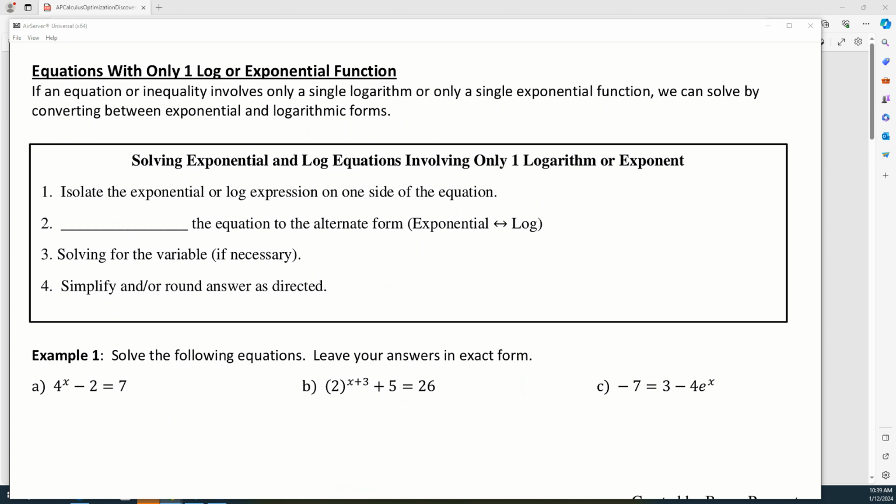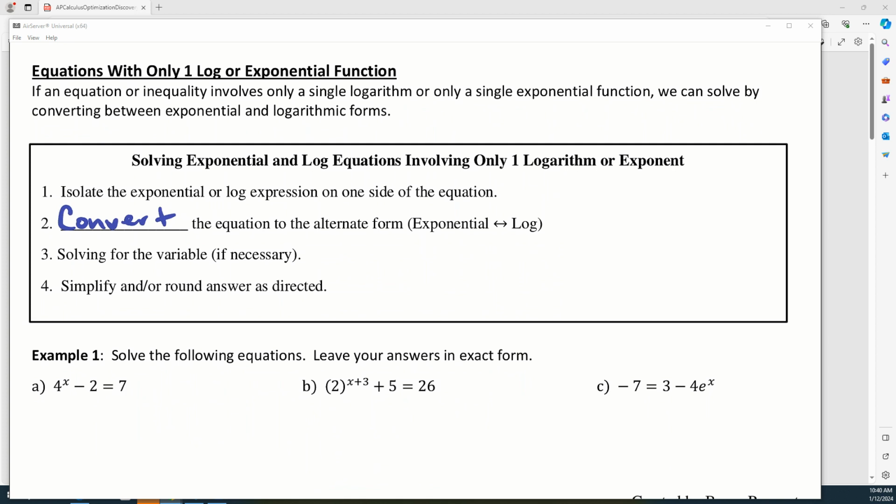Then what you're going to do first is isolate either the exponential or logarithmic expression, just using addition or subtraction or whatever you need. The second step is to convert the equation to the alternate form. So if it originally was exponential, you change it to log. If it originally was log, you change it to exponential. All right, and then you are going to solve for the variable if necessary, just using algebra.